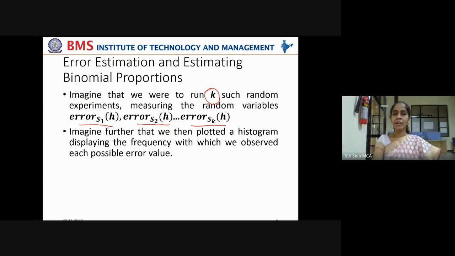Now imagine further that we then plotted a histogram displaying the frequency with which we observed each possible error value. You know what a histogram is plotted for, right? Say sample error 1% is observed these many times, say 2 times, 4, 6, 8 and 10. Let us take a simple graph like this. Now 1% sample error is observed 2 times, 2% sample error is observed 4 times. Then most of the time 5% sample error is observed.